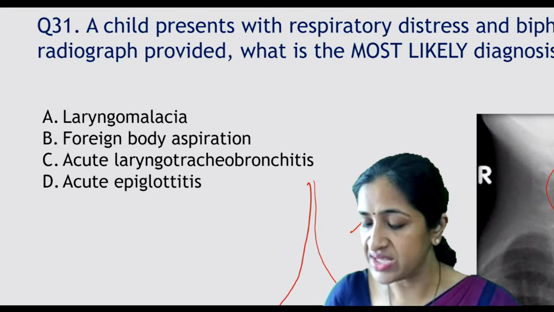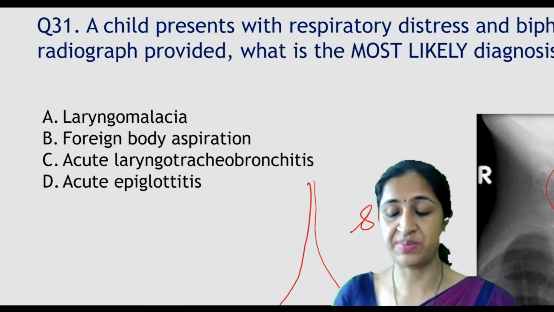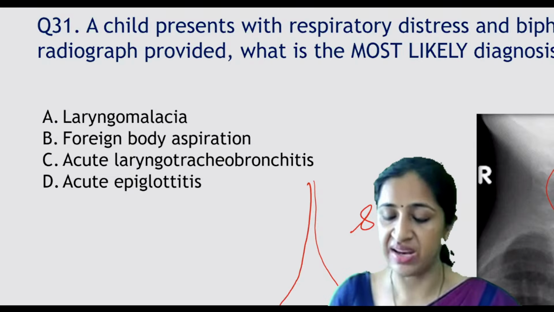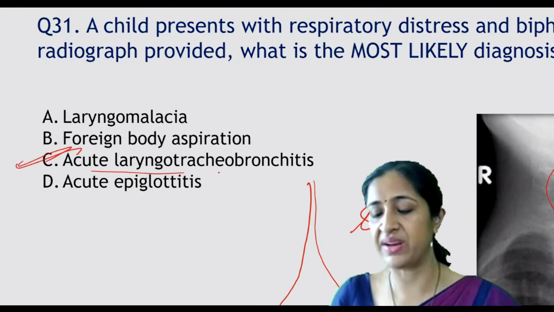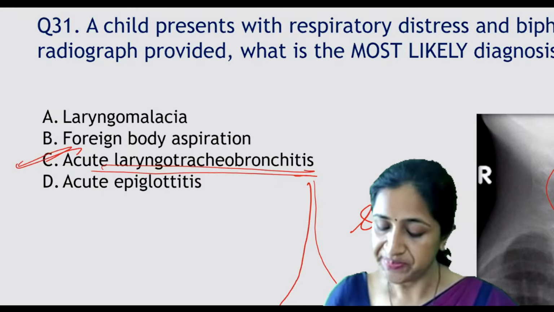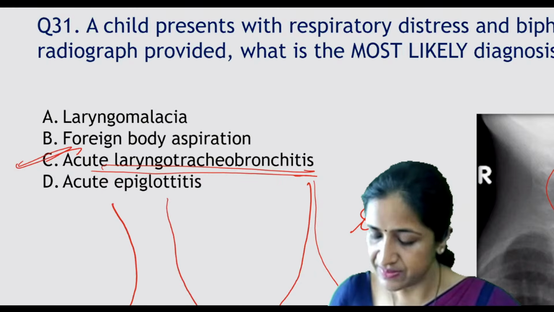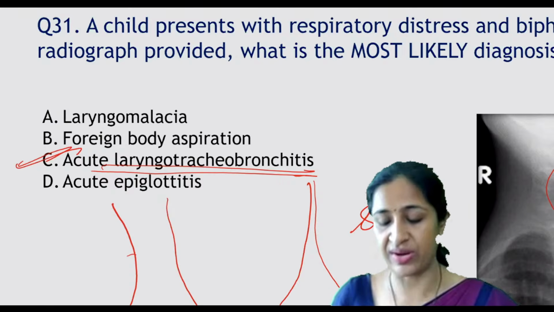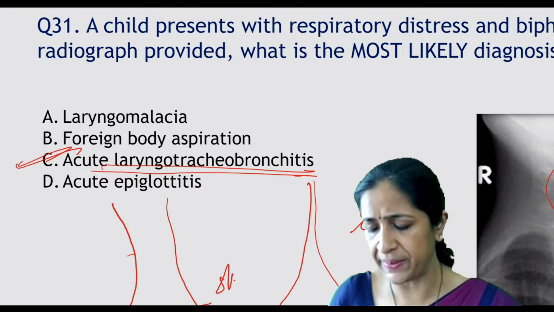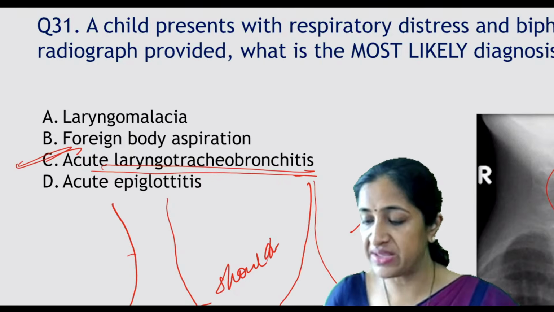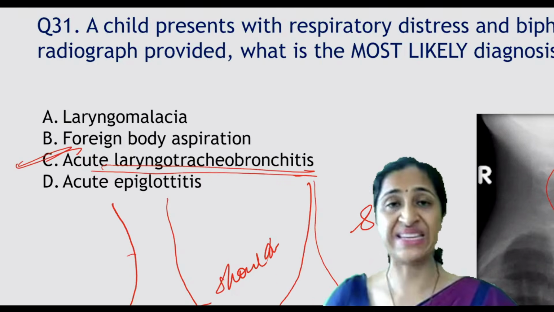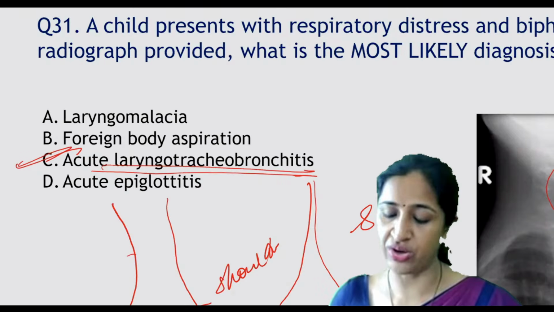This is called steeple sign. Where do you see steeple sign? Steeple sign is seen when there is edema there, and that edema is typically seen in laryngotracheobronchitis. Now the normal airway goes like this. There may be a slight narrowing, and this is called shouldering. There may be a slight shoulder, but this kind of church-like steeple is seen only in laryngotracheobronchitis.